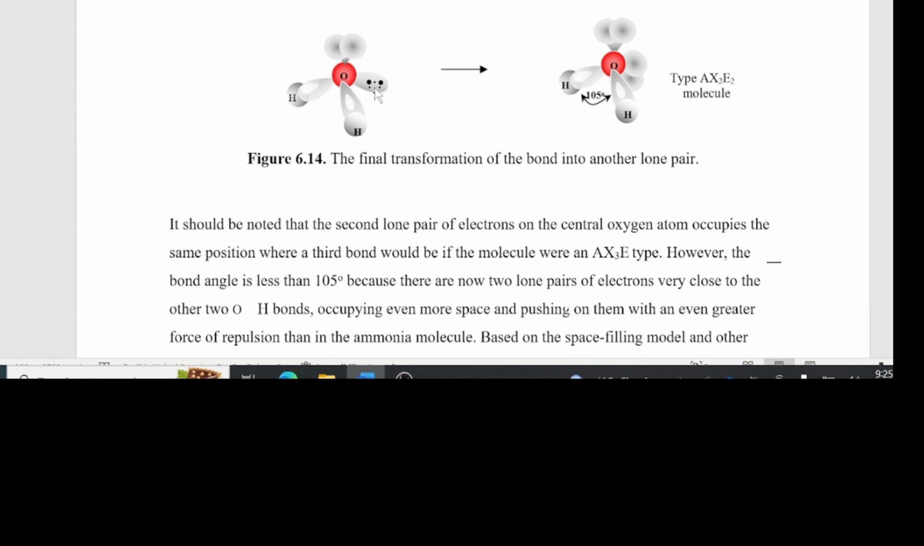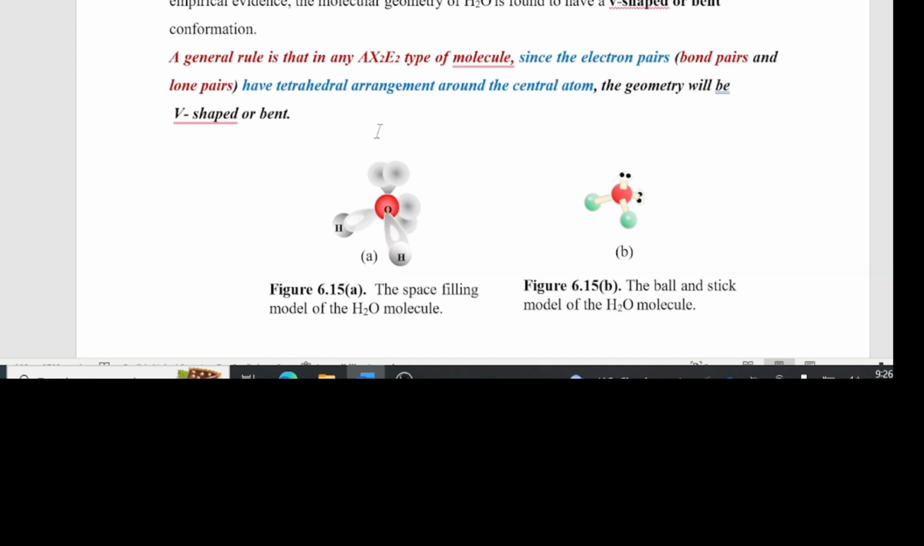Because this other lone pair is here, you have two lone pairs now pushing down on these. These are negative, these are negative too, these are negative, these are negative. It's going to push these bonds a little bit closer together. So the bond angle here will be equal to 105 degrees. Okay? So the more lone pairs you have in a molecule, the smaller this bond angle becomes.